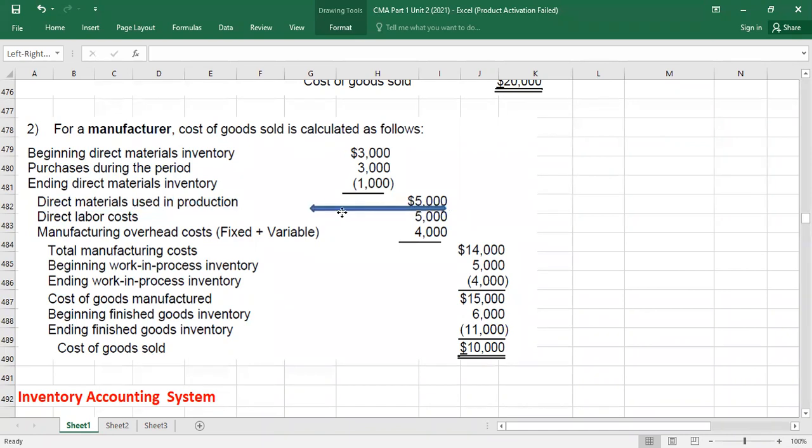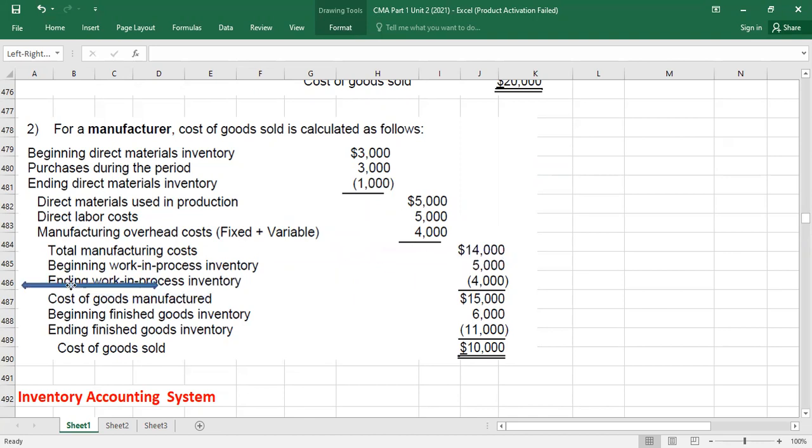Now you will add conversion cost, which includes the cost of direct labor, for example 5000. Then you will take manufacturing overhead cost, like fixed and variable, for example 4000. So this will give you total manufacturing cost, and this we have already discussed above as well. So let's assume total manufacturing cost is 14,000.